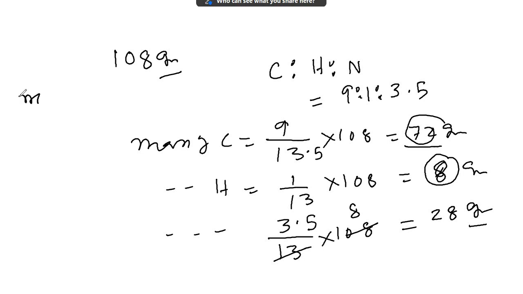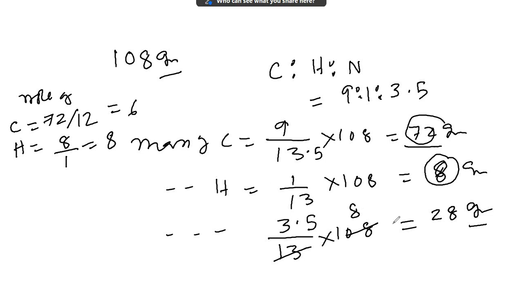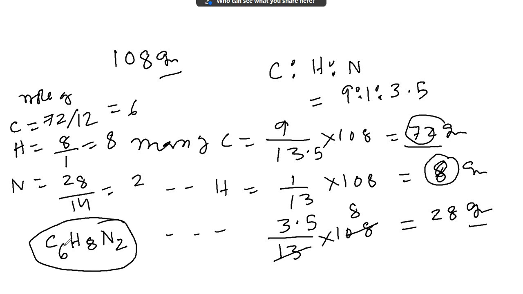Moles of the element: moles of carbon will be 72 by 12, molar mass, which is 6. For hydrogen it will be 8 by 1, equal to 8. For nitrogen it will be 28 divided by 14, equal to 2. So in this case it becomes C6H8N2. This will be the molecular formula of the compound.